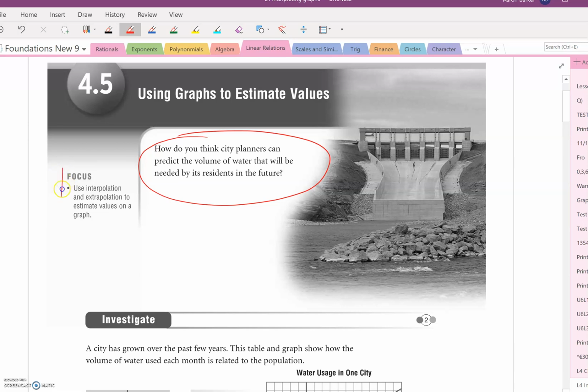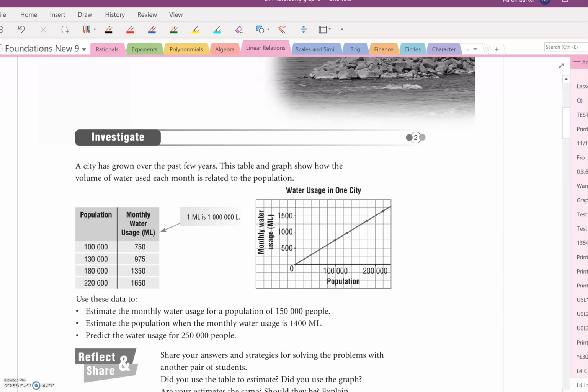So we're going to be interpreting graphs. So use interpolation and extrapolation to do this. So it's quite simple. Here's your graph. What they've done is they've graphed the monthly water usage for people at different levels during the population increase. So they know that in this city, this is what people are using.